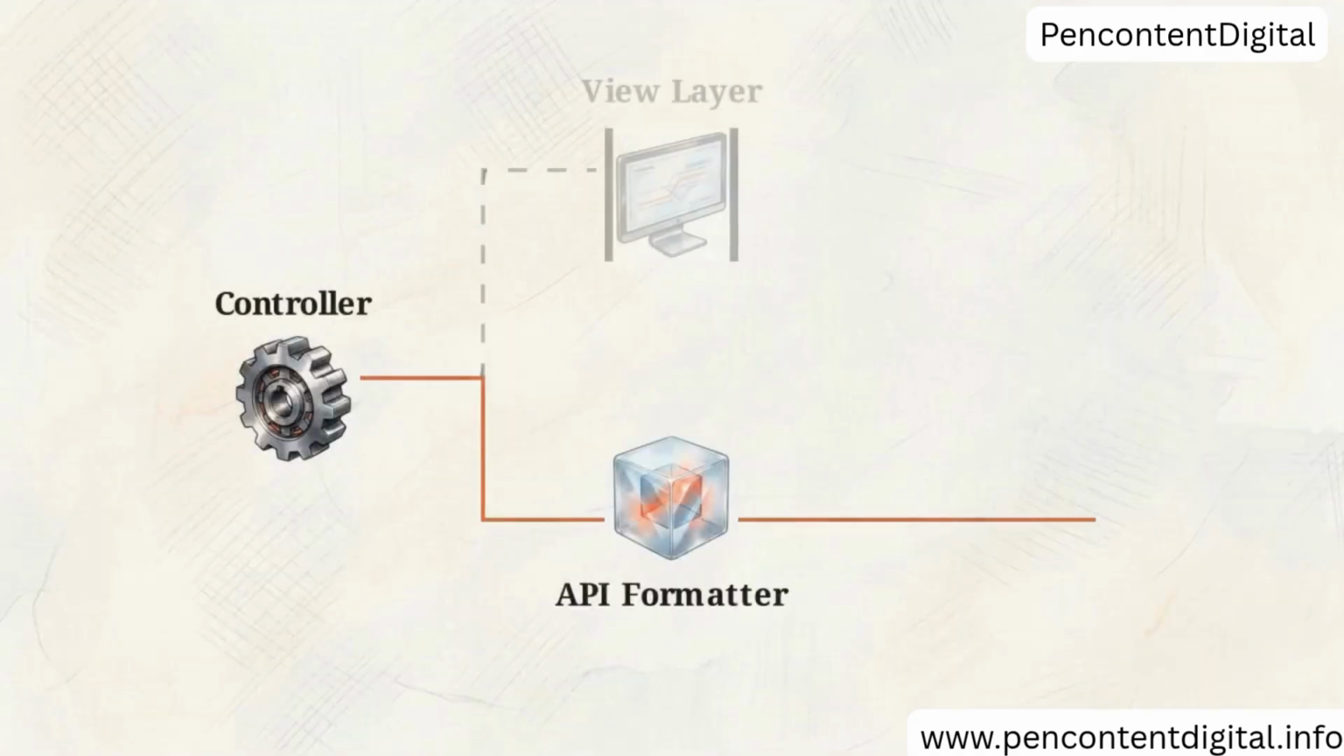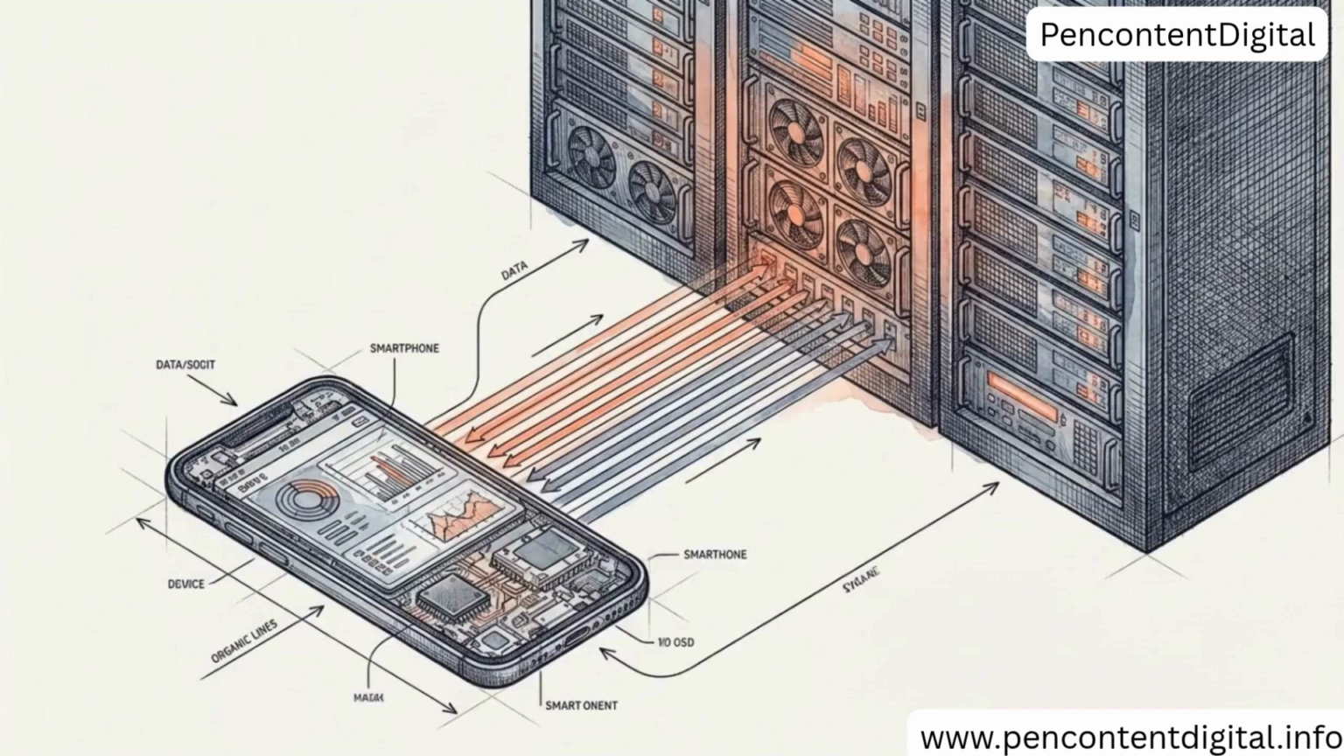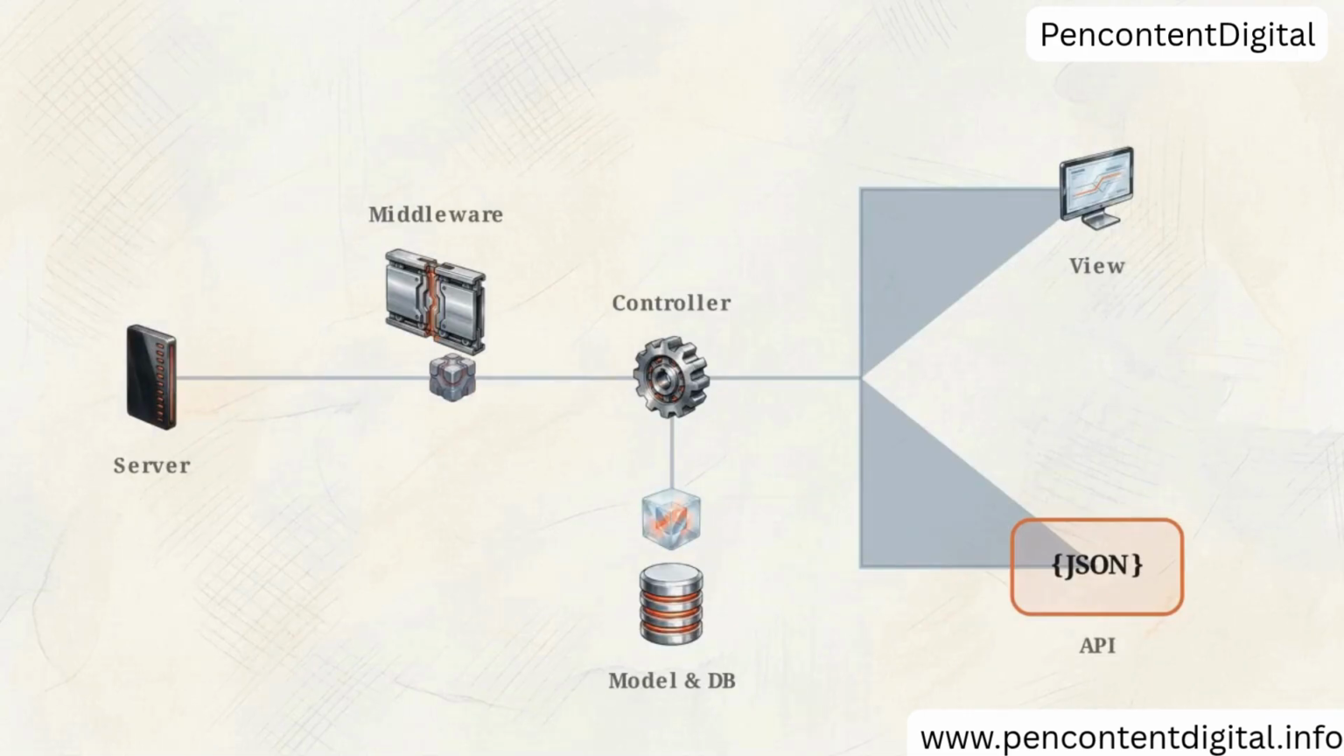Path B is for API-first architectures. The controller bypasses the view layer and formats the data into a RESTful JSON response. These API endpoints can be protected by protocols like Laravel Sanctum, allowing the framework to serve as a backend for mobile apps or JavaScript frontends. The request lifecycle is now complete. This multi-stage pipeline ensures that every response has been processed through the framework's security and validation protocols.